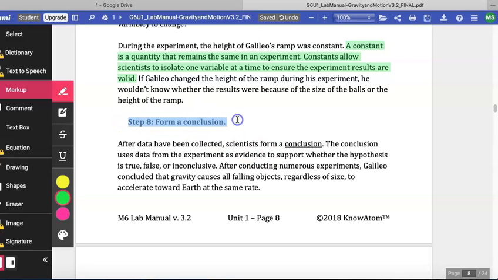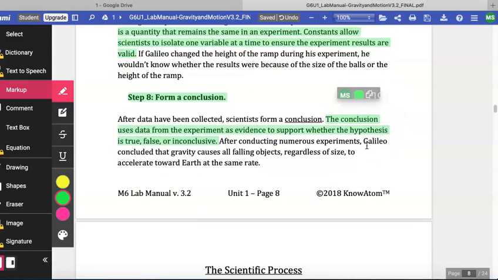Step 8. Form a conclusion. After data has been collected, scientists form a conclusion. The conclusion uses data from the experiment as evidence to support whether the hypothesis is true, false, or inconclusive. After conducting numerous experiments, Galileo concluded that gravity causes all falling objects, regardless of size, to accelerate toward Earth at the same rate.